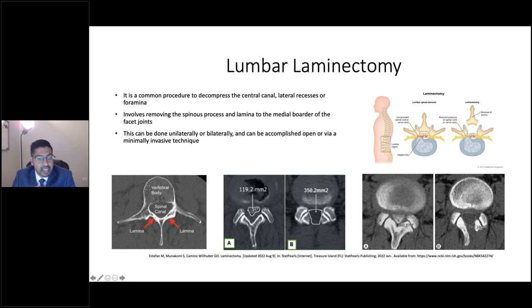technique. As you can see in the axial images on the bottom, on the far left, you have a basic vertebra with the anatomy labeled. In the center, you have a patient who underwent a complete or bilateral laminectomy. And as you can see, the patient suffered from pretty severe spinal stenosis and the central canal more than doubled in size. On the far right, you see a patient who underwent a unilateral or hemilaminectomy. And once again, the results have been similar with significant improvement in central canal size.